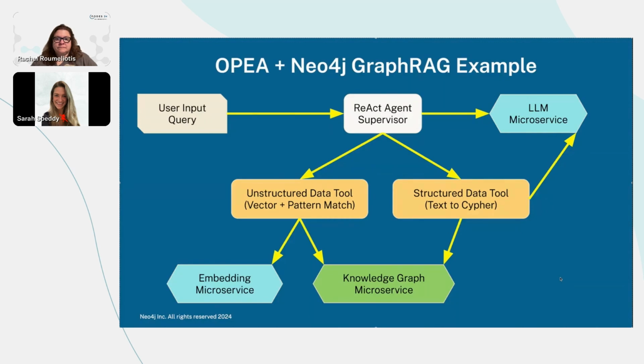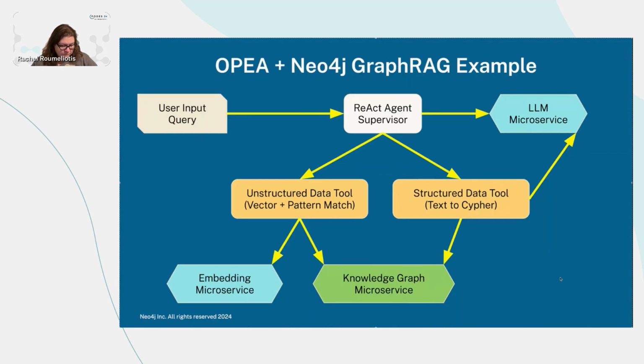That's going to interact with the LLM service, a microservice that is the fronting of the LLM, to figure out, given this user input and these tools that are available, which tool should I use to get an answer for the user here? We provided two tools in this initial example. One focused on unstructured data that uses a combination of vector search with pattern matching, and the other that does structured data queries. Of course, this is a text to cipher based tool.